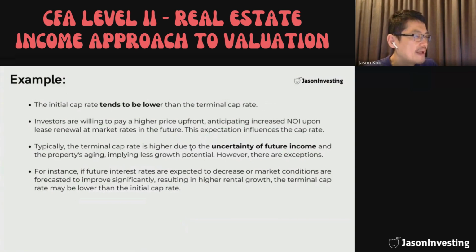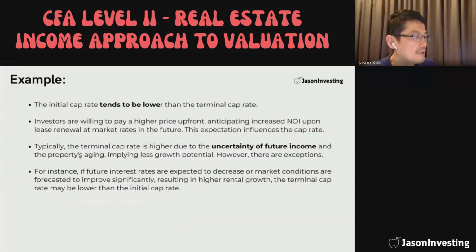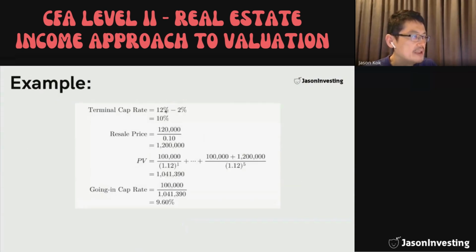So this expectation influences the cap rate by lowering it. Typically, the terminal cap rate is higher due to the uncertainty of future income. So this is the income that we are uncertain about, 120,000. And the uncertainty also includes the property's aging, implying less growth potential. However, there are exceptions. There are times when the terminal cap rate might in fact be lower. For instance, if future rates are expected to decrease or market conditions are forecasted to improve significantly, resulting in higher rental growth, then for the terminal cap rate, we would just choose a smaller value.